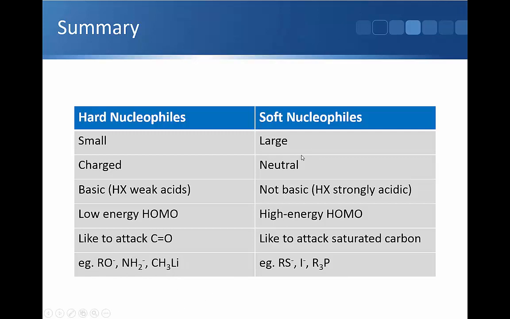So for hard nucleophiles, we think of things like alkoxide anions, azide anions, organometallics like methyl lithium, things like that. Whereas soft nucleophiles are much larger, they tend to be neutral, they're not particularly basic, because the electrons are in large orbitals that are quite a long way away from the nucleus. They tend to have quite high energy HOMOs. And if you're comparing reactivity in alpha-beta unsaturated systems, soft nucleophiles will prefer to add to the beta carbon through a conjugate addition. The key examples of soft nucleophiles we tend to see are things like thiolate anions, the iodide anion, phosphines, and so on and so forth.